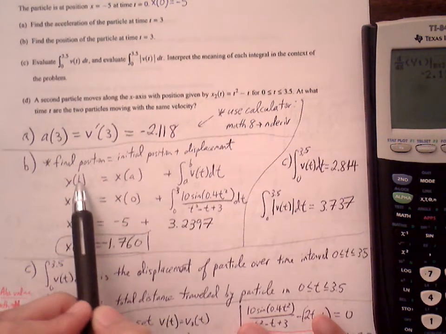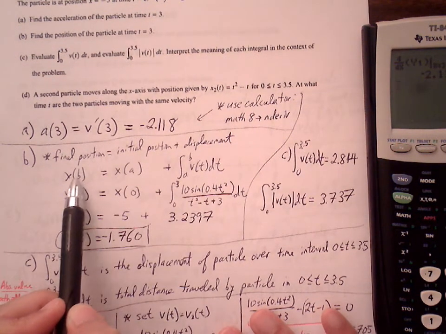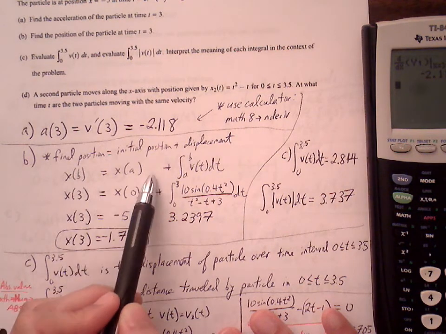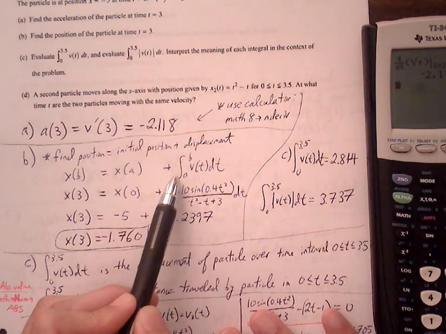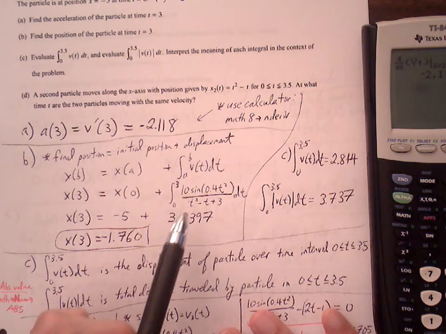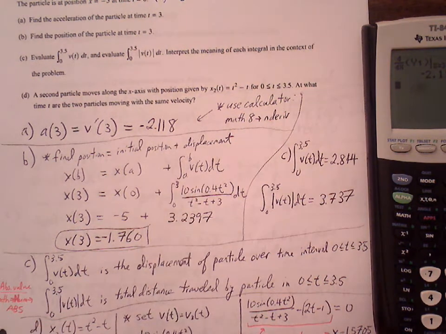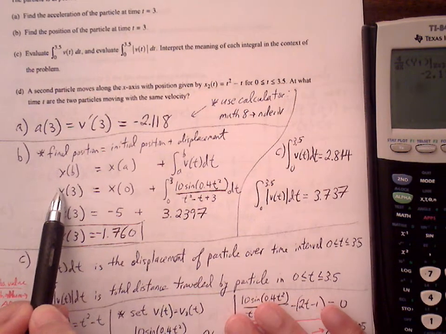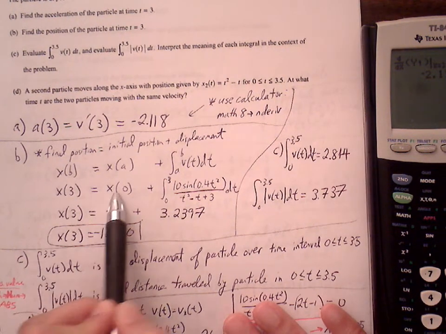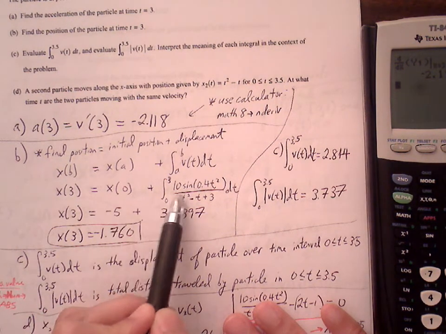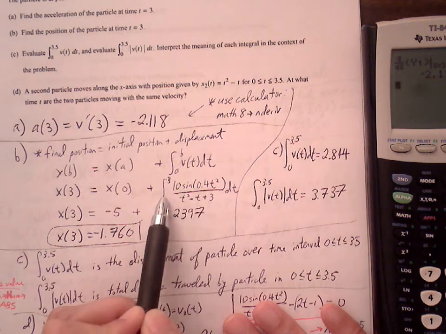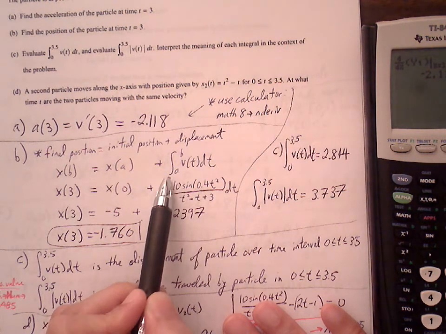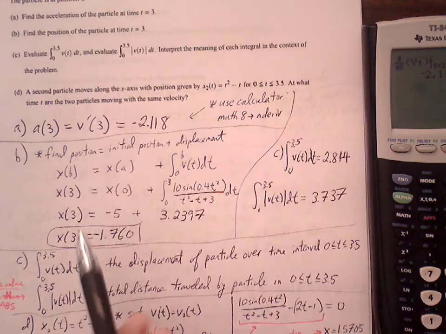So here's the formula in variable form. x of b is equal to x of a plus the displacement from a to b, the definite integral from a to b of v of t dt. So if I want to find the position at t equals 3, I can start at x of 0 plus the definite integral, the displacement of velocity, from 0 to 3. Enter this in the calculator.